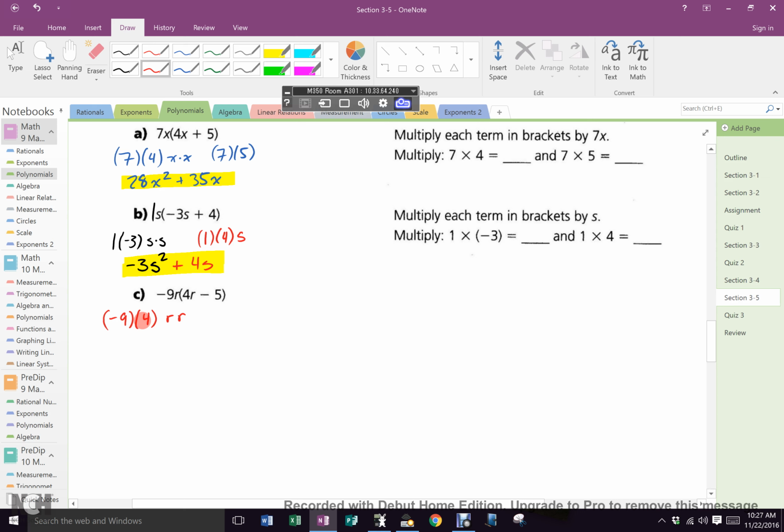I can't do that in my head, Mr. Myers. I don't know my times tables well enough. So what do I do? Calculator. What is it? Negative 36. Negative 36 what? R squared. And then what's my next one? Negative 9 times negative 5, which is what? Positive 45. Why is there only one r there? Because 5 has no r's. Everybody with me? Yeah? Okay, are you ready to see a grade 10 one like that?